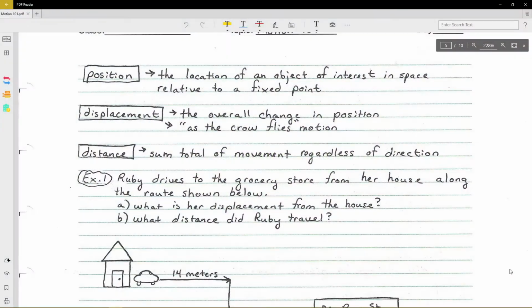Hello all and welcome back to physics. Today we are actually going to start physics. Woohoo! I know I'm excited. You guys probably aren't as excited as I am, but it's fair.